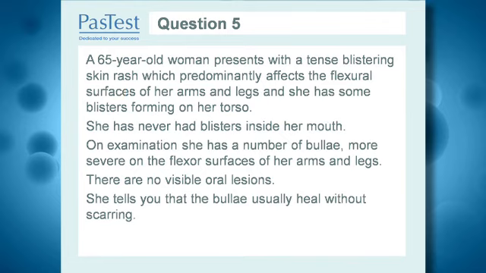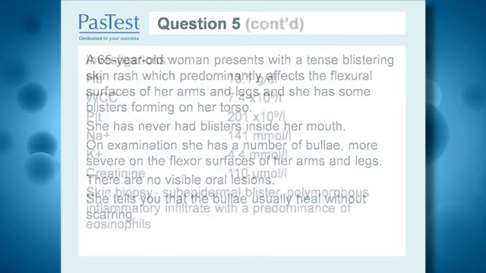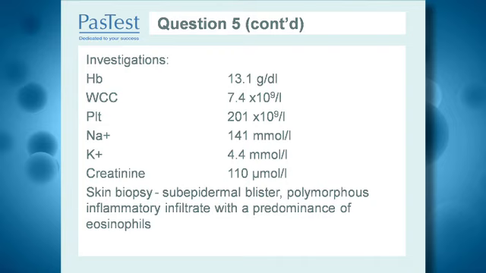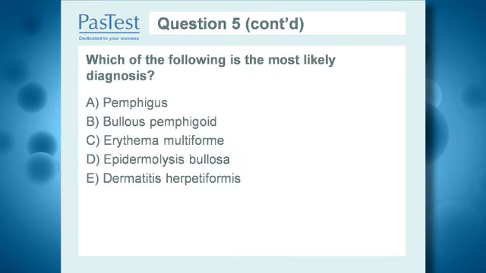On examination, she has a number of bullae, more severe on the flexor surfaces of her arms and legs. There are no visible oral lesions. She tells you that the blisters usually heal without scarring. Her investigations are listed here. And a skin biopsy showed a subepidermal blister with a polymorphous inflammatory infiltrate with a predominance of eosinophils. So, which of the following is the most likely diagnosis?